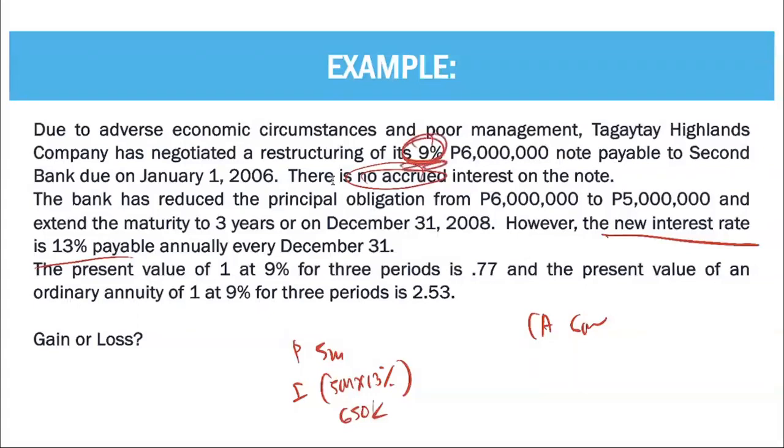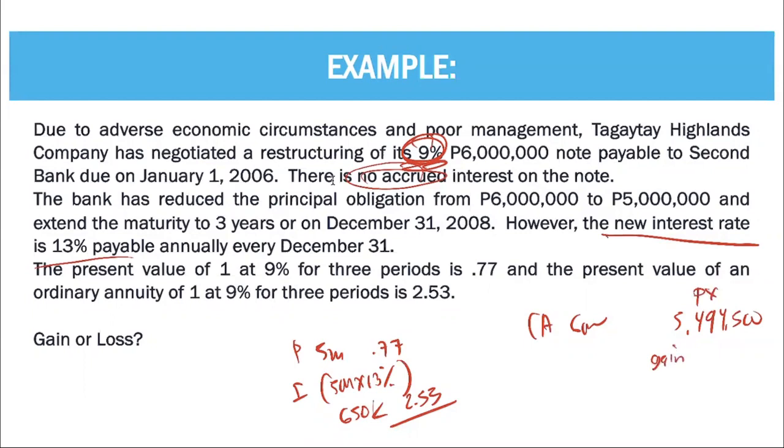What is the original effective interest? 9%. It is given. So at 9%, 0.77 for the principal, and for the interest, 2.53. So let's get the total value. 5 million times 0.77 and 650,000 times 2.53. We have 5,494,500 as the present value. So we still have a gain here, because our debt is 6 million and we will only pay 5,494,500.